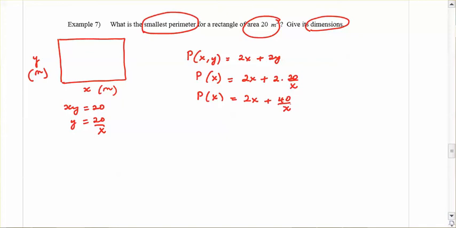Next step is to look at our domain, as usual. Now let's see what's going to be true about x. In this case, compared to the previous examples, x cannot be equal to 0. And it's not because we're not going to get a rectangle. It's because if x is 0, then y will be infinite, it'll be undefined, as actually will be the perimeter. So we cannot have x equal to 0.